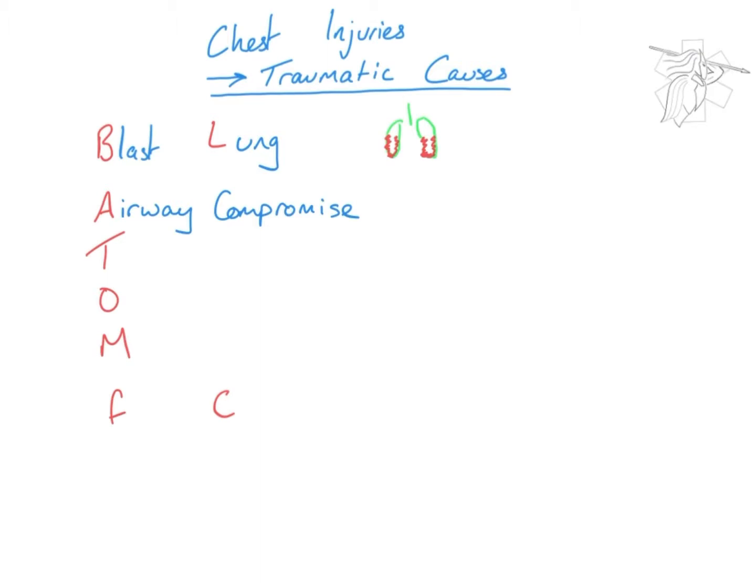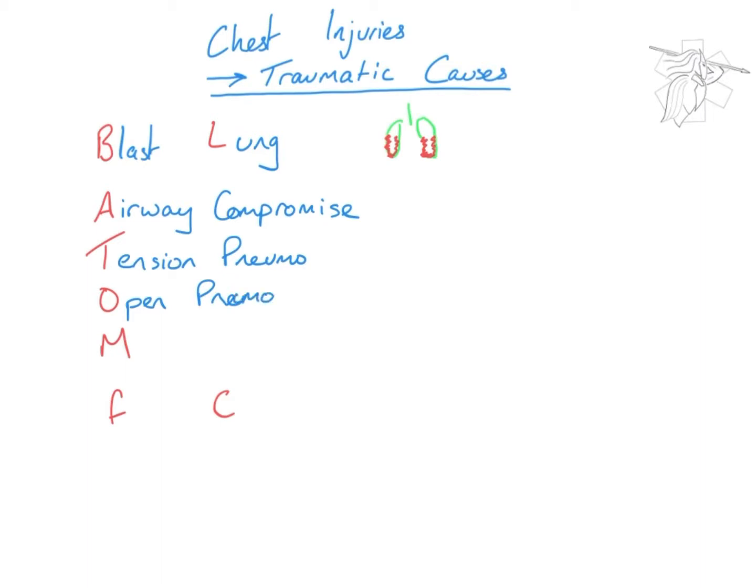We've then got T, which brings us on to tension pneumothorax. Tension pneumothorax obviously is air trapped in the pleural space, so that space between the lung and the sac that surrounds the lung, if you like. Moving on from tension pneumothorax, we've got open pneumothorax.